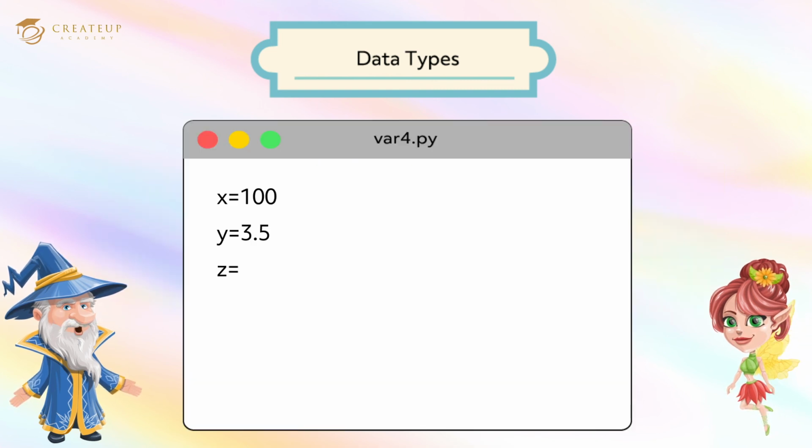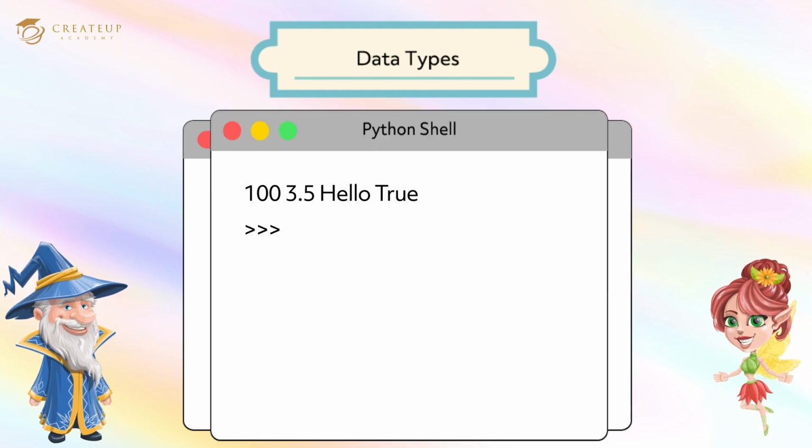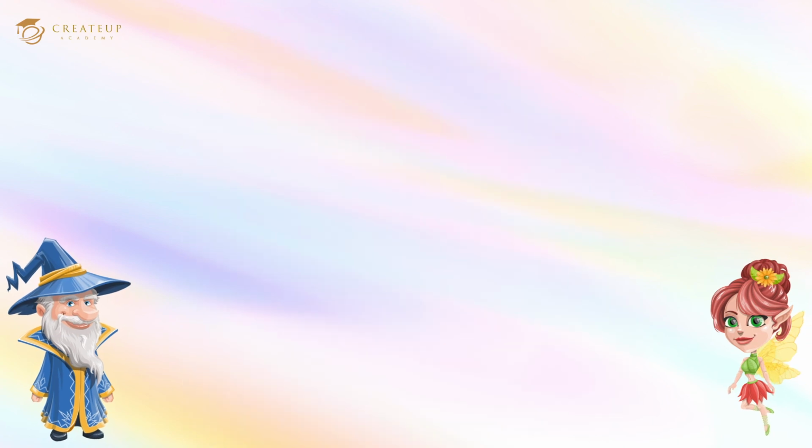Let's create variables with various data types. Create, save, and run this program. The various data types are displayed. We were able to put various kinds of data into variables.